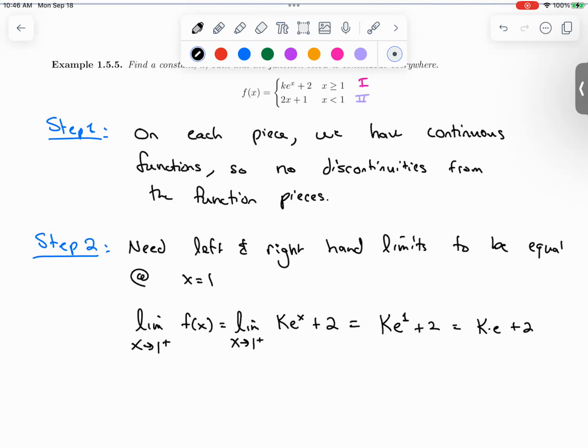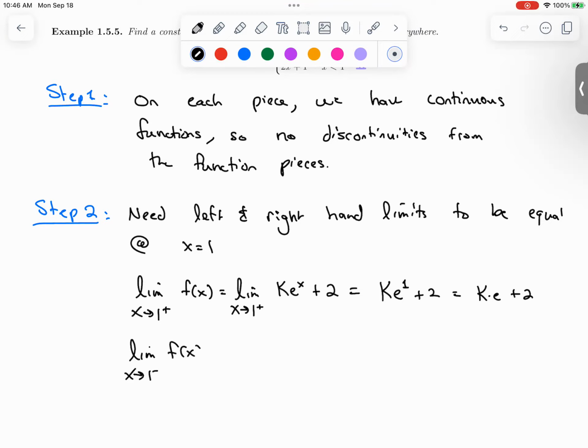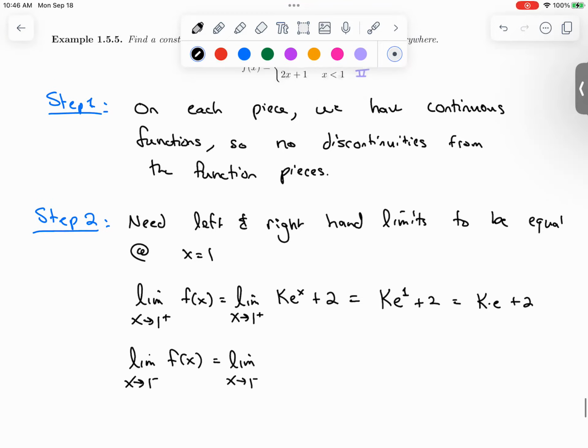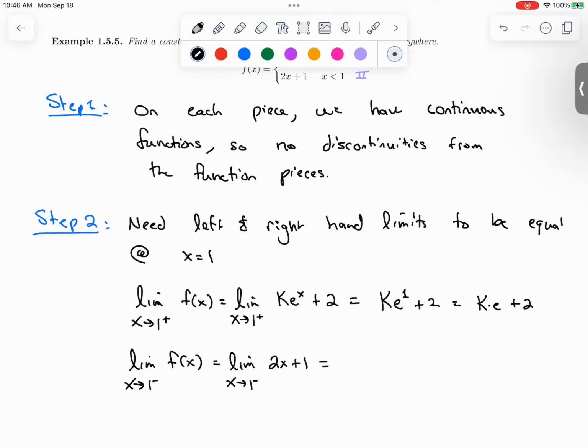And the limit as x approaches 1 from the left of f of x is going to equal the limit as x approaches 1 from the left of the second function, 2x plus 1. And much like the first one, that is a very, very nice expression. 2x plus 1 has no issues. So we can just plug in the limit. This is going to be 2 times 1 plus 1. That's going to be 3.